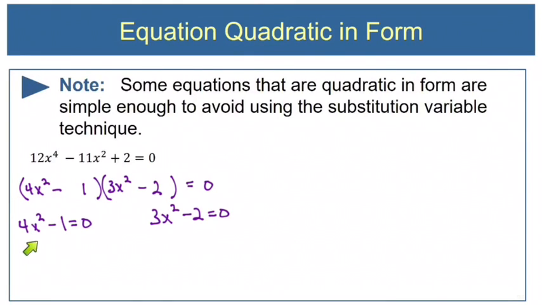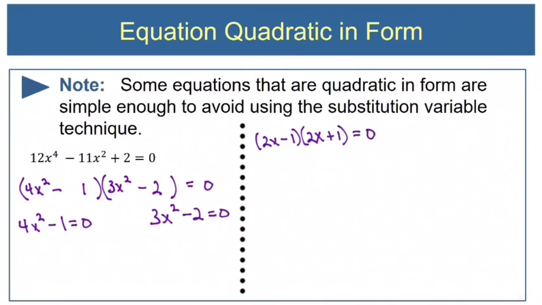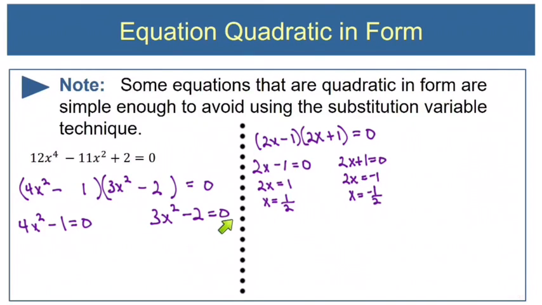This 4x squared minus 1 is a difference of squares, which factors down to 2x minus 1 times 2x plus 1. We can get a solution from each factor. And this 3x squared minus 2 is a quadratic equation that's all set up for the square root property. Notice that we don't have an x term.